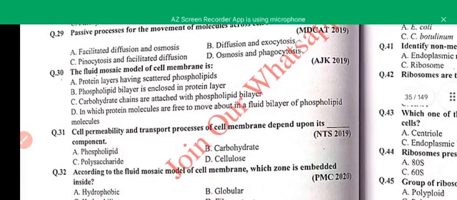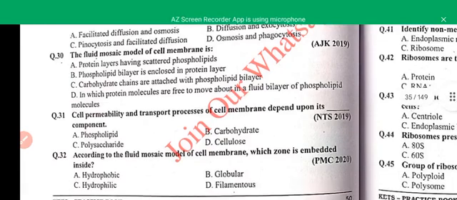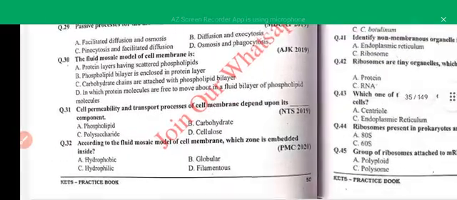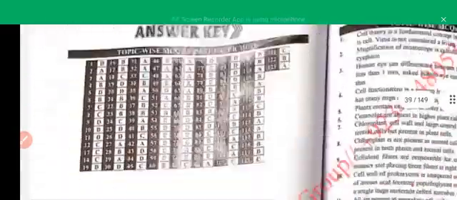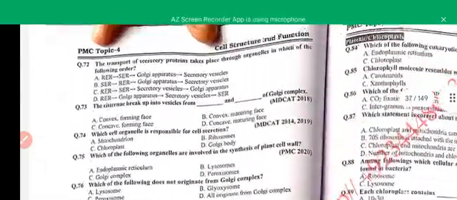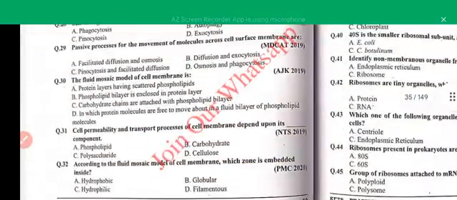The fluid mosaic model of the cell membrane: a protein layer having scattered phospholipid? No. A phospholipid layer having scattered protein? Phospholipid bilayer enclosed in a protein layer? No. Carbohydrate chains attached with the phospholipid bilayers? The option in which protein molecules are free to move about in a fluid bilayer of phospholipid molecules is best. D option is best. Okay, the best answer is D.